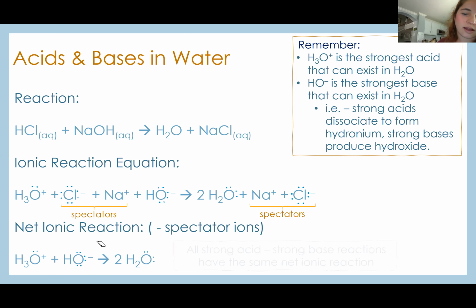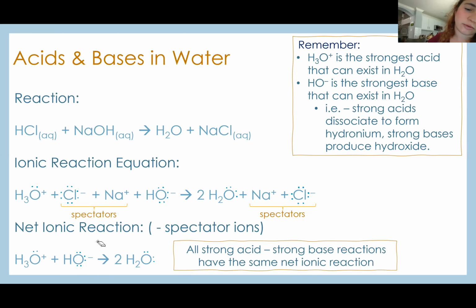Okay. So all strong acid, strong base reactions have the same net ionic reaction. If you mix any strong acid with any strong base, you're going to end up with this net ionic equation. So if we had started with sulfuric acid and potassium hydroxide, we would end up with potassium and sulfate that we would have to remove from the reaction. But we would still end up with hydronium and hydroxide gives us water. We just might end up with some different coefficients. But it would still be the same species.